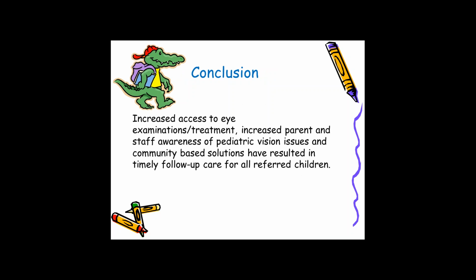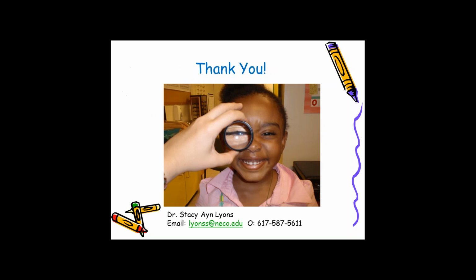The conclusion, we need to work together. Increased access to eye examinations and treatment, increased parent and staff awareness of pediatric vision issues, and develop community-based solutions that result in timely follow-up care for all referred children. We need to come up with very creative ways. And thank you for allowing me to participate.